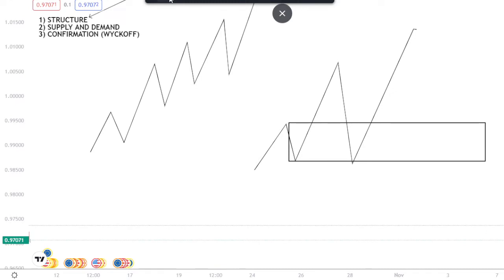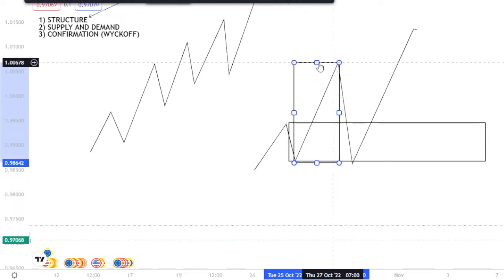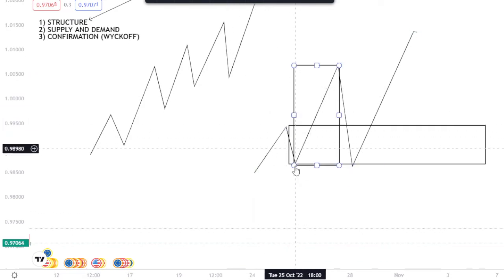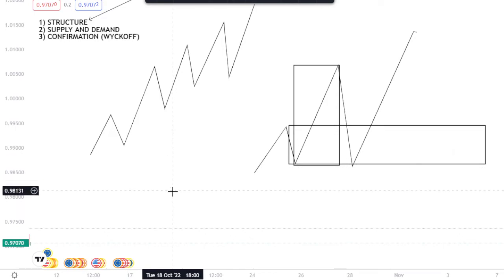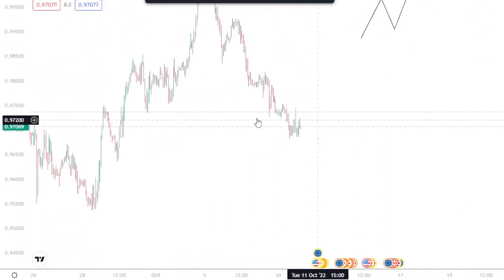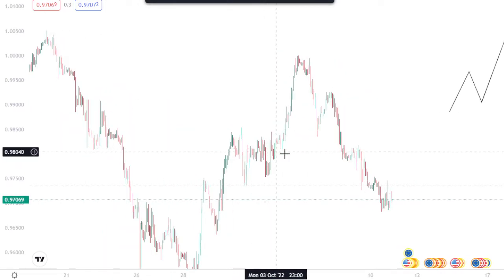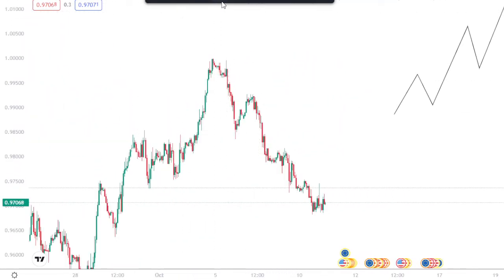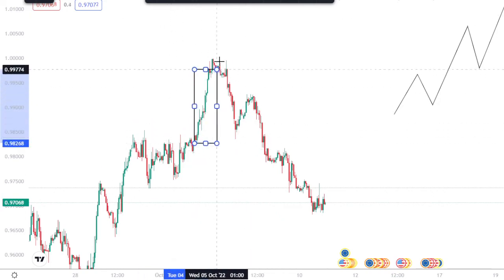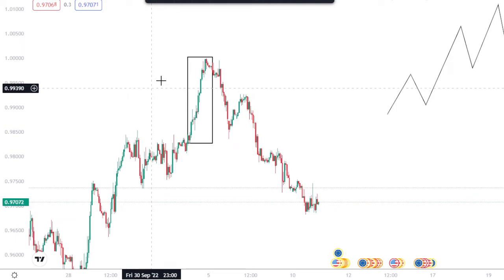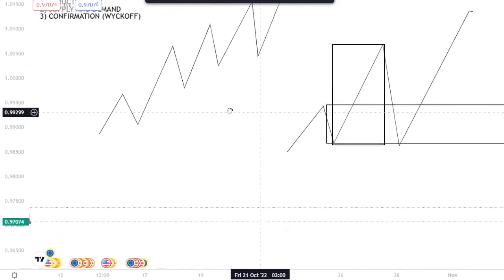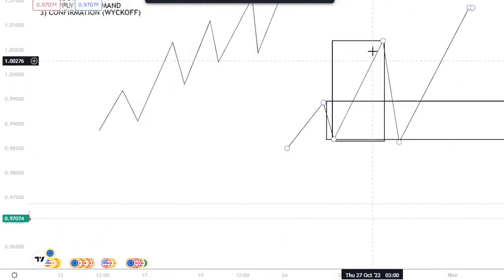So which one are we calling the impulsive move? Like this move from this low to this high is the one that we are calling the impulsive move. So for instance, let's take from these charts, this move going high like this is the one that we are calling the impulsive move, which is the same as the move that is here.